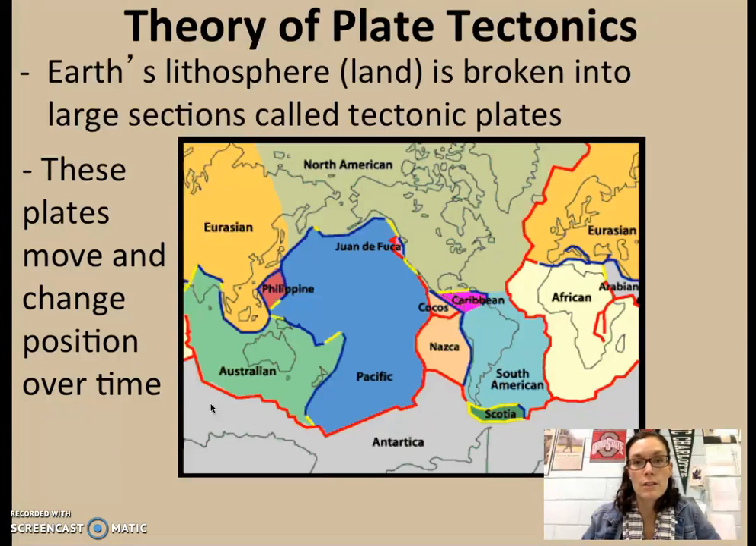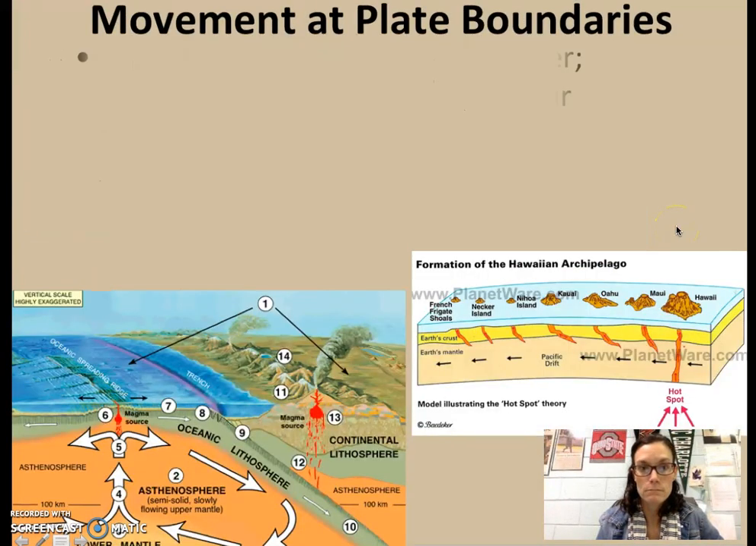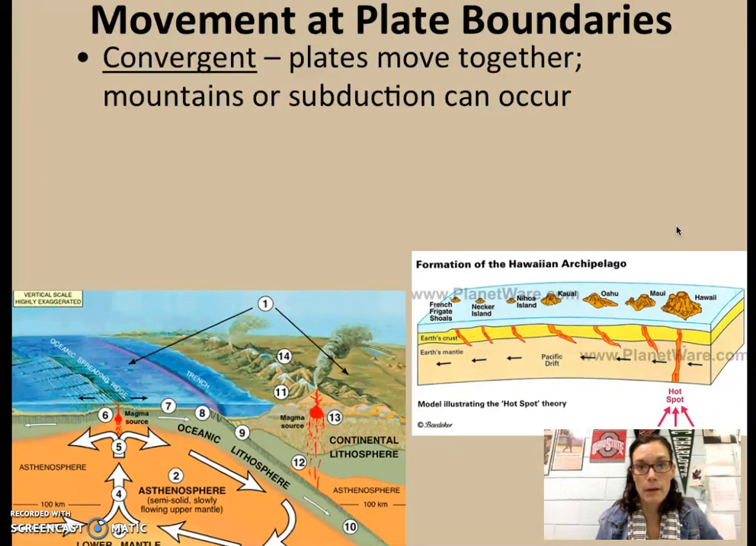The Earth's lithosphere is broken into large sections called tectonic plates, and they have moved or changed over time. We talked about all of our plate boundaries, and they are reviewed here again. So we have convergent plate boundaries moving together. Those would create mountains. Subduction can occur. Remember, subduction would create a trench on the ocean floor.